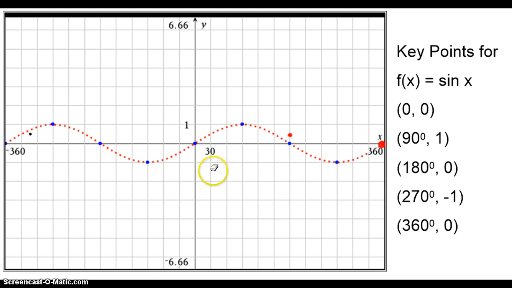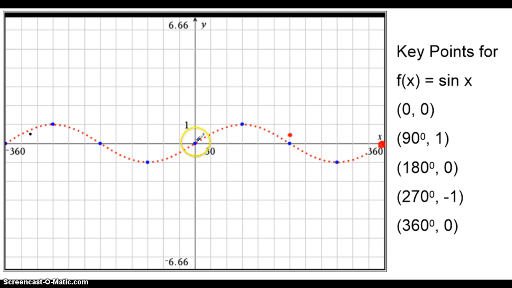Next, I will apply the phase shift and vertical translations. I want to move each of these 3 points, so my beginning, my halfway point at 360, and this maximum, I want to move them 90 degrees to the left and 2 units up. Note that the scale on my x-axis is 1 square represents 30 degrees. So 90 degrees will be 3 squares. So I want to move 3 squares to the left and 2 units up.